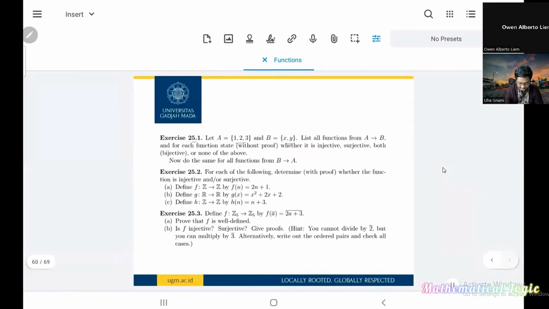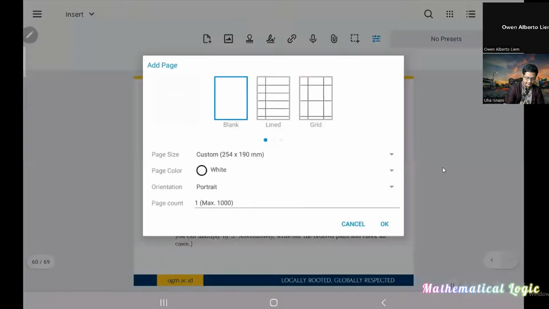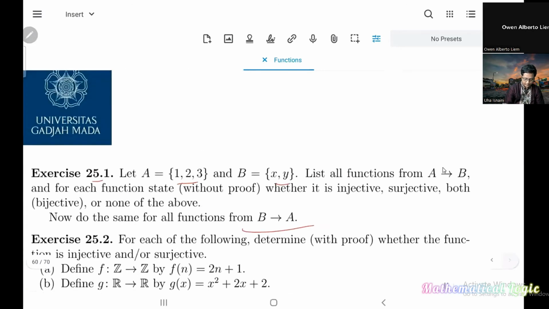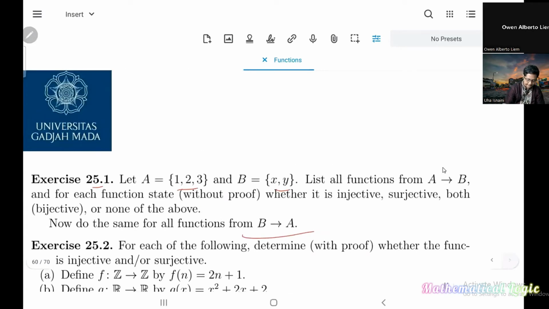And then we try the second question: list all functions from B to A. How about B to A? That will be the same kind of thing, because here we have 3 choices, and it should be 3 squared, right? Because x can go to 1, 2, or 3, and y also can go to 1, 2, or 3. So it should be 3 squared, which is 9.